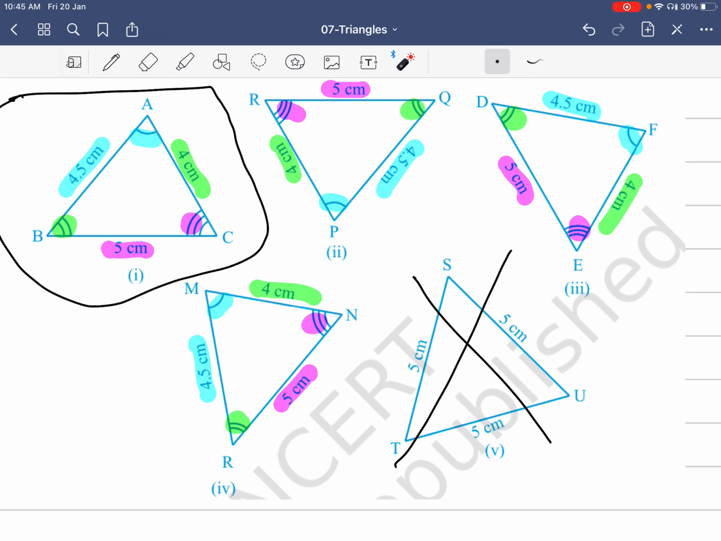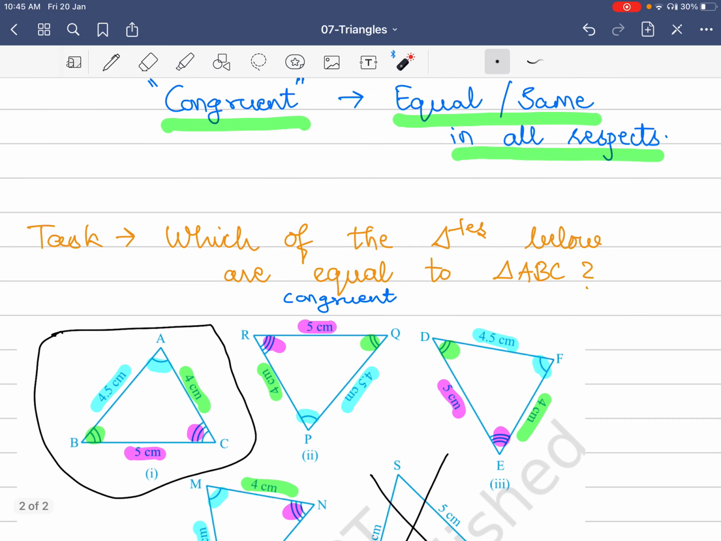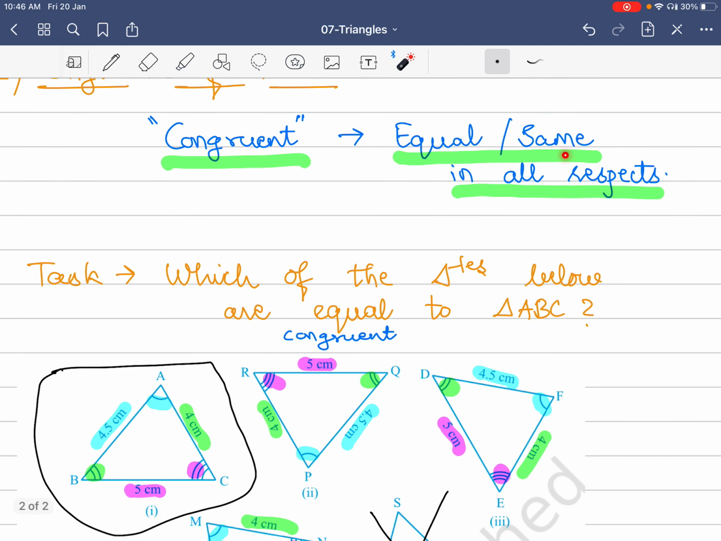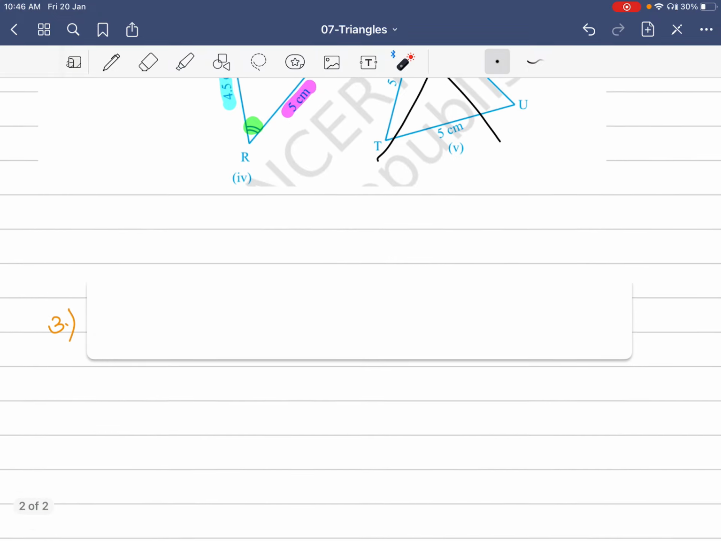So when you look with your eyes, you might think that these four triangles are different, but that is mere rotation. Otherwise, if you see, all the three have the same sides and all the three have the same angles. Again, this is an important point in terms of congruence of a triangle, that it has to be equal and same in all respects. So this is how we prove that one triangle is congruent or equal to another triangle. That is an important point to be noted.